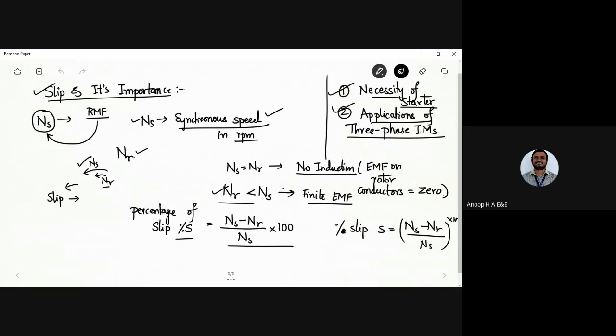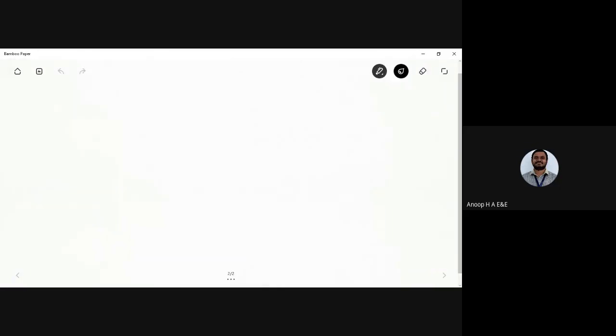Now if I want to find the rotor speed, whether I write it as NR or as N, it is one and the same. It is given by NS times 1 minus S. So N equals NS times 1 minus S.